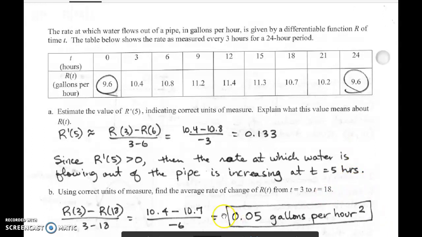I guess they went ahead and did the next one. So as you look at the next one, I'll just go ahead and show you since I already have it shared right here. Pretty much the same thing. Average rate of change from t equals 3 to t equals 18 is really the same thing. And again, you want the correct units of measure.